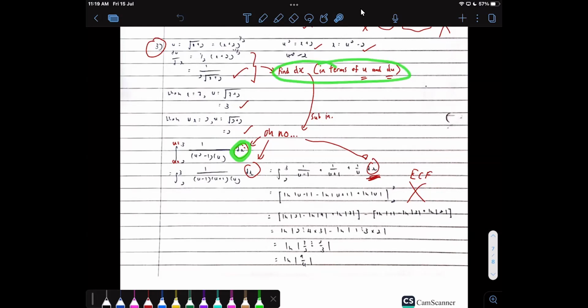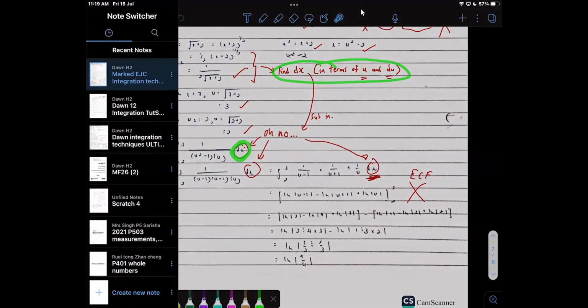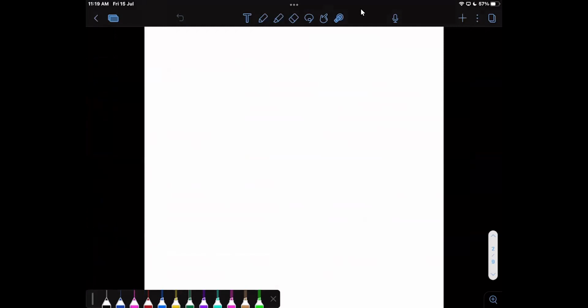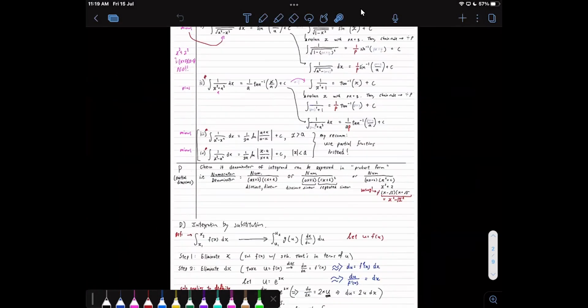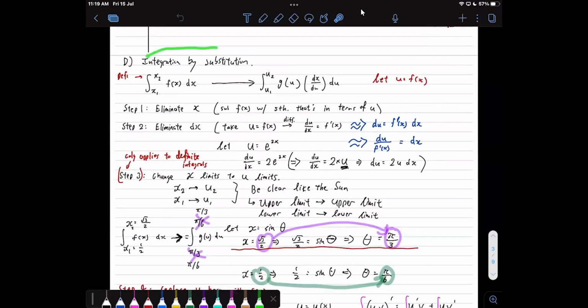Right? I showed you the ultimate summary. I already mentioned this. The ultimate summary is in the last part, Part D, sorry. Integration by substitution. Right? You have to convert your x1 and x2 into u1 and u2. You have to bring it from the x world to the u world. Okay? And then over here, dx must change into dx over du times du.